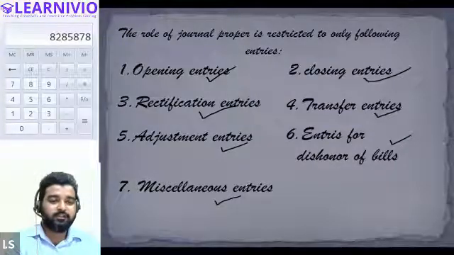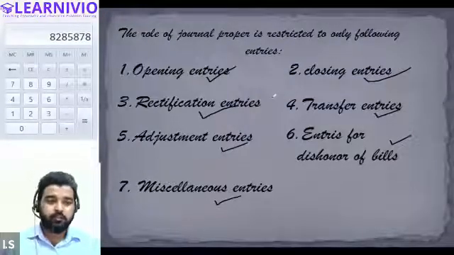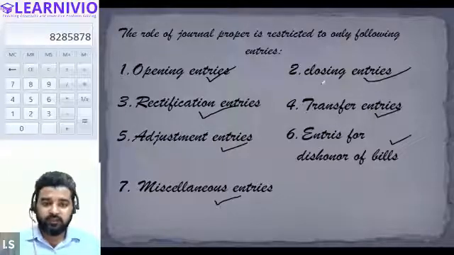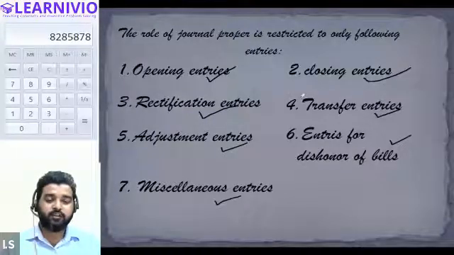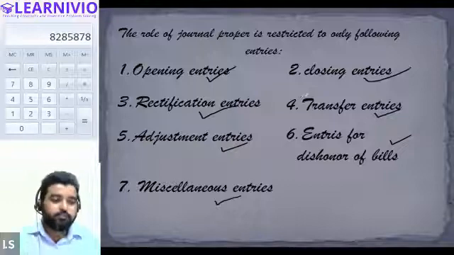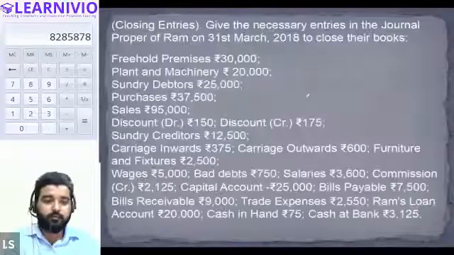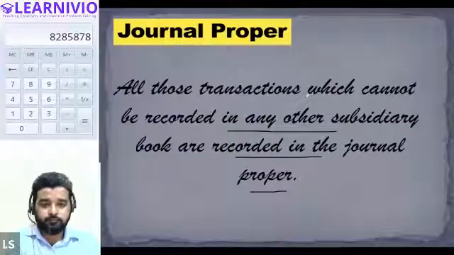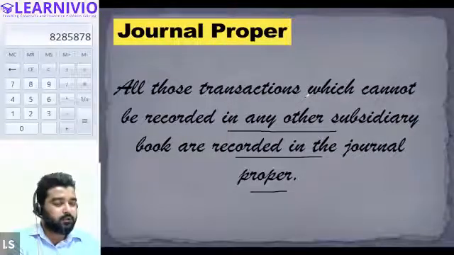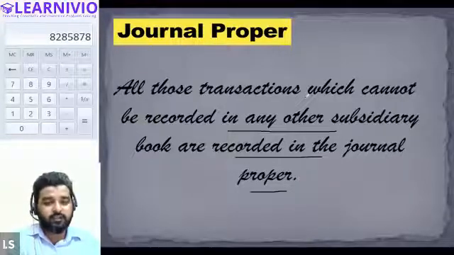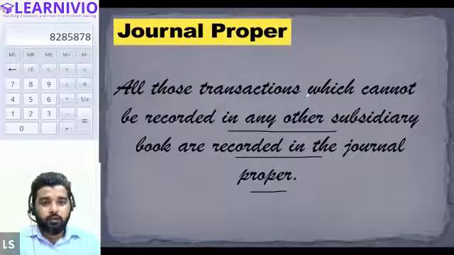Opening entries are not recorded in the purchase book, sales book, cash book, or anywhere else. Similarly, closing entries are not recorded anywhere else, and rectification entries are also not recorded anywhere else. So all of those transactions which are not recorded anywhere else will be recorded in the journal proper. Okay, is it clear? Tell me, everyone. The journal proper is a kind of book that records every transaction which is not recorded in the subsidiary books. Yes.